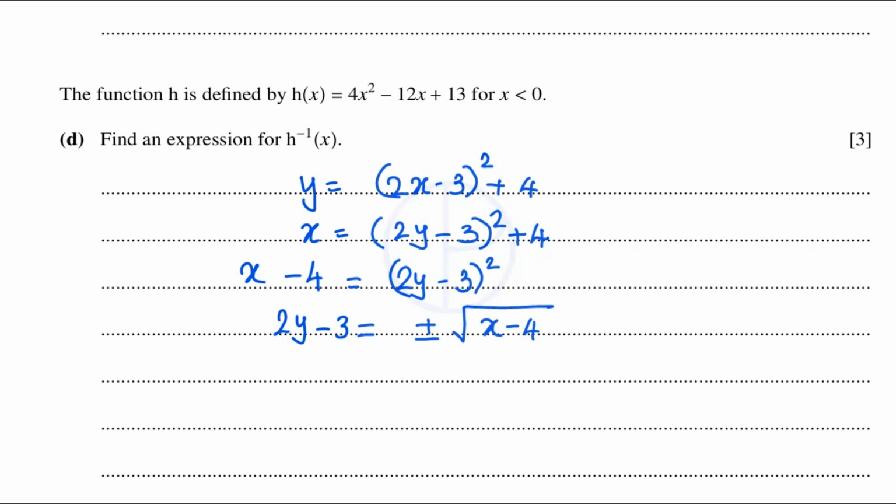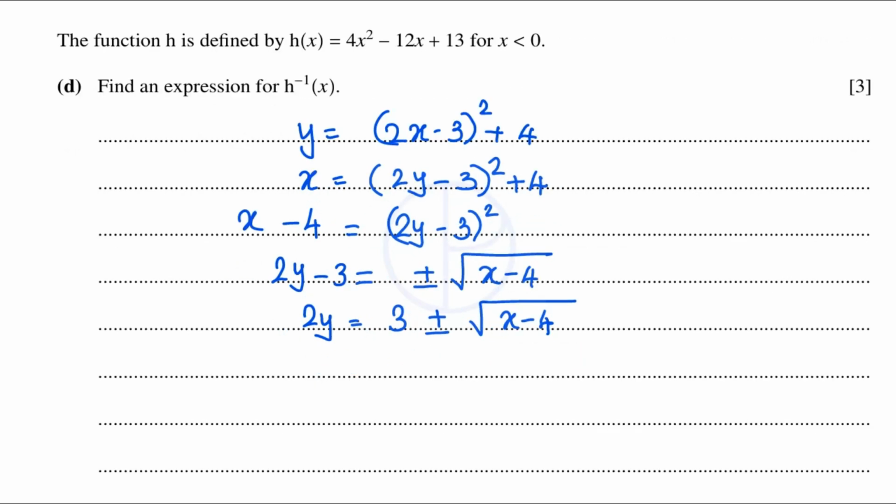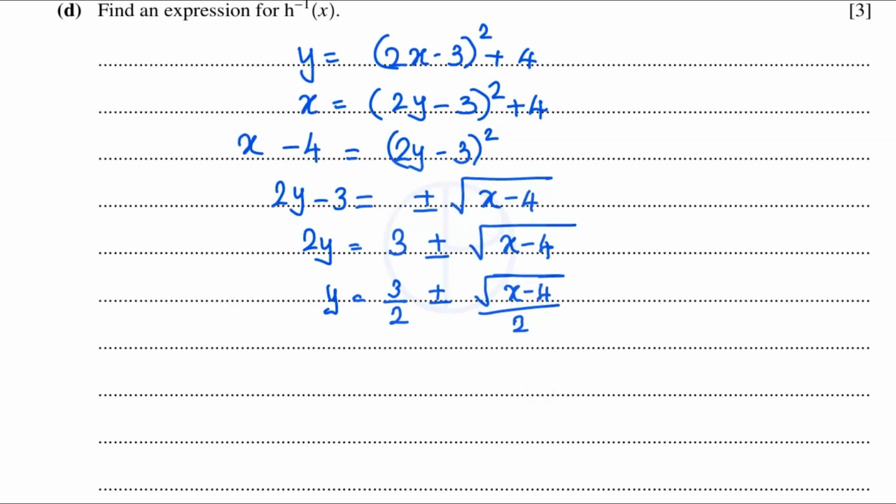Now add 3 on both sides. So we get 2y is equal to 3 plus or minus the square root of x minus 4. Now y is equal to 3 over 2 plus or minus the square root of x minus 4, divided by 2. Now replace y by h inverse of x.